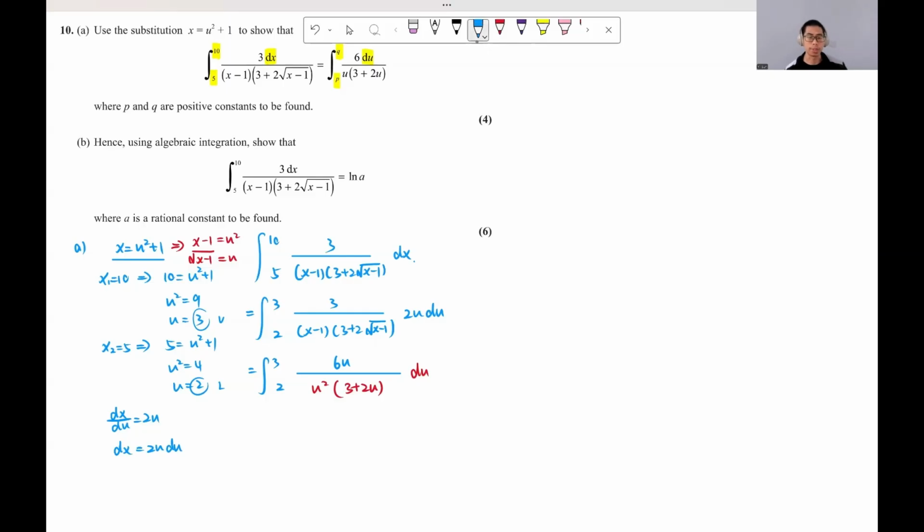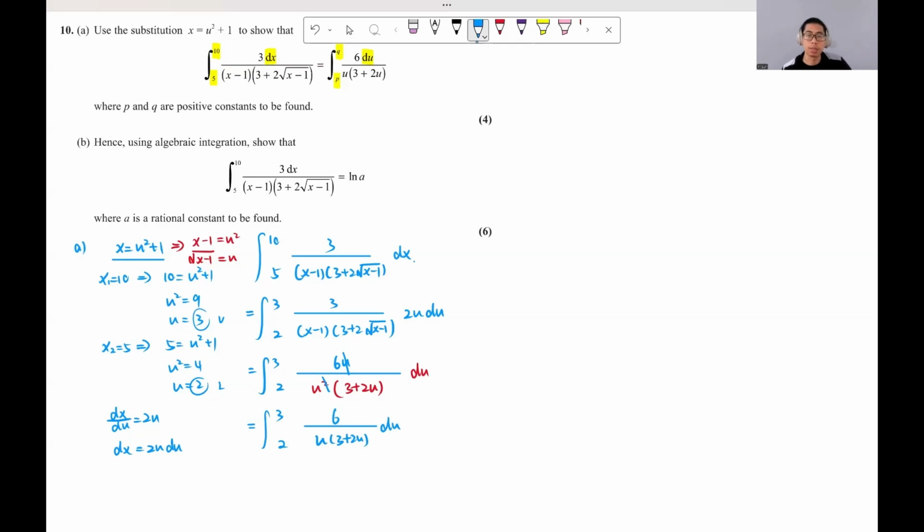So now we can check, can we simplify something? Top one we have u, and bottom one we also have u. So we can divide by u for both top and bottom. So u over u cancels out, and u squared over u just becomes u. So that would be 3, 2, and then 6 over u times 3 plus 2u, and then du, which is what we need. So q in this case would be 3, and then p is equal to 2.